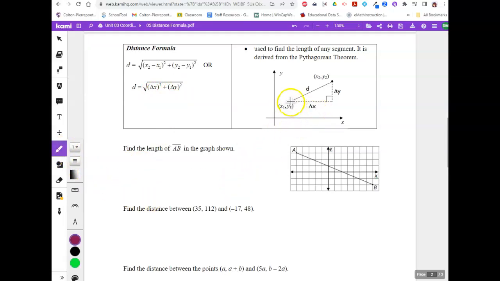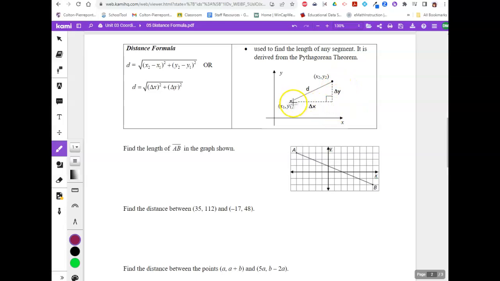All right, so if I'm looking at these 2 points right here, the change in x would be the horizontal distance between here and here. That would be delta x. The vertical distance would be delta y, the change in y from here to here. So this would be y2 minus y1 right here.